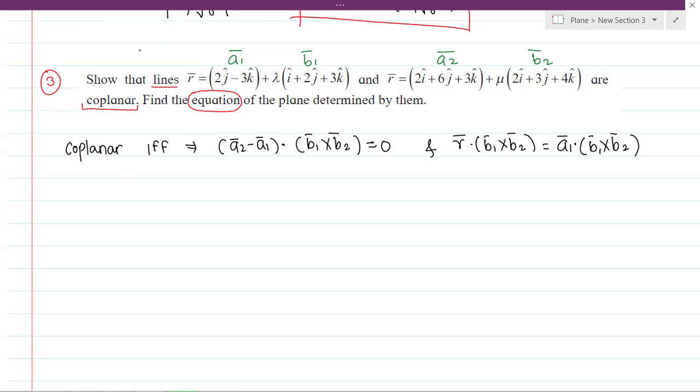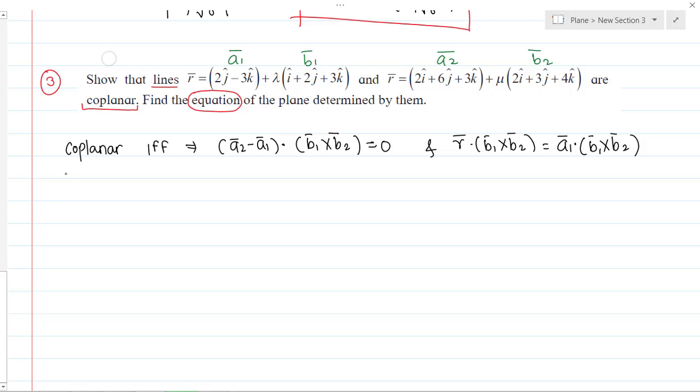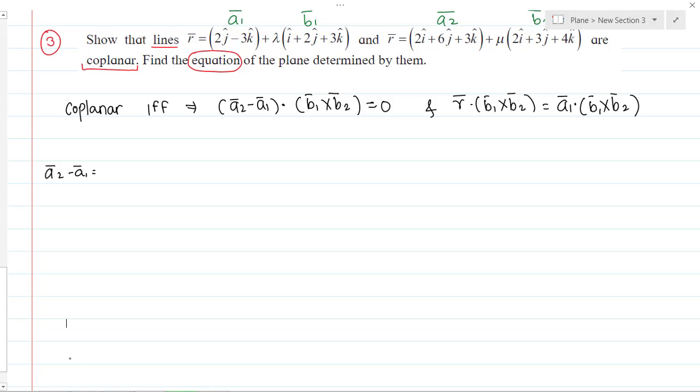First let's find a2 minus a1. So a2 bar minus a1 bar equals 2 minus 1, 2 minus 0 is 2i, 6 minus 2 becomes plus 4j, and 3 minus (minus 3) becomes plus 6k. This becomes a2 bar minus a1 bar.